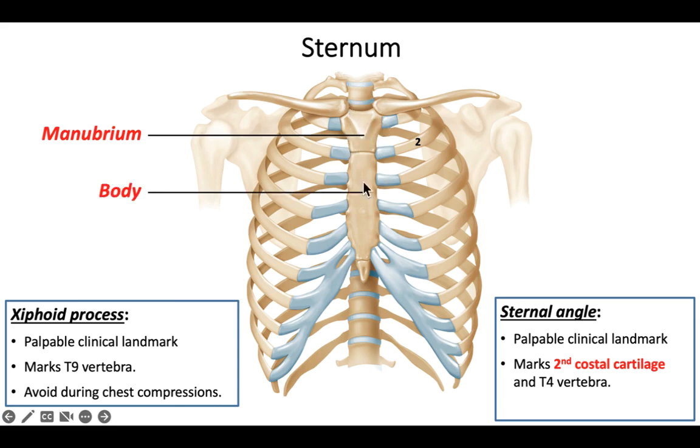handle. Then we have the region here known as the body, and then this inferior portion is known as the xiphoid process. And xiphoid actually means sword. So this would be the handle, and then this would be the sword. So that's the sternum or breastbone.